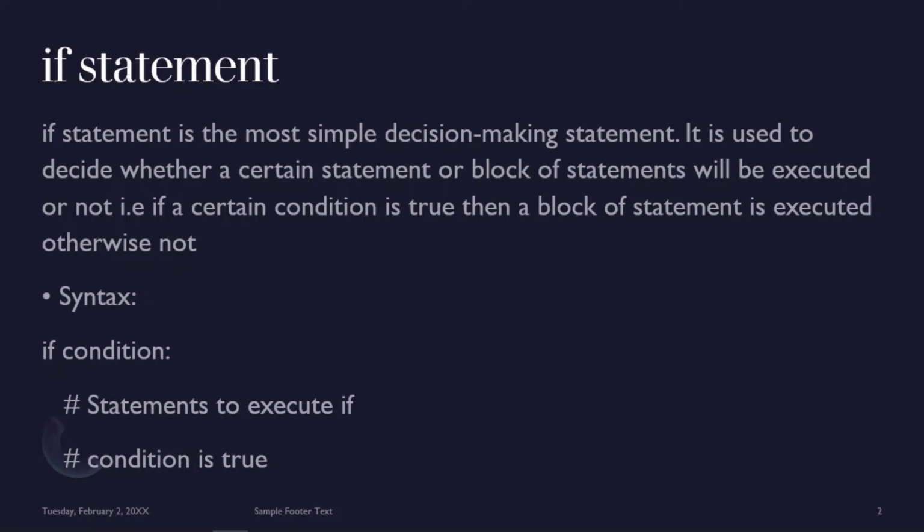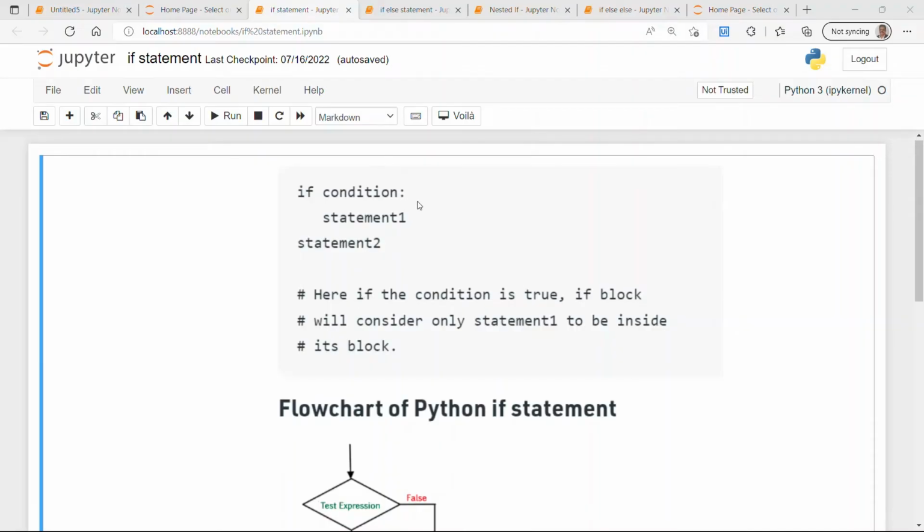Let's see the flow of if condition. We have three statements: if condition, then body statement 1, then statement 2 is outside the block. What do you understand by this? Here, if the condition is true, the if block will consider only statement 1 to be inside its block. If the condition is false, statement 1 will not execute.